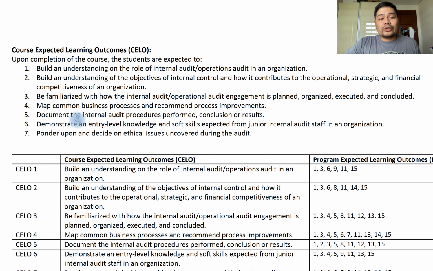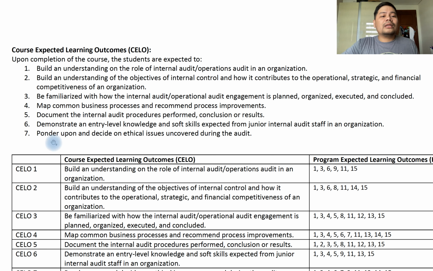Okay? Number 5, document the internal audit procedures performed, conclusion or result. So this is also documentation, but with regard to what audit procedures you performed, so you need to document them. When you say document, we need to write it. In other words, if you have Excel or Word, you type the internal audit procedures you did, the conclusion you reached, and what the result is. Okay? Did we achieve the audit objective? Things like that. Okay?